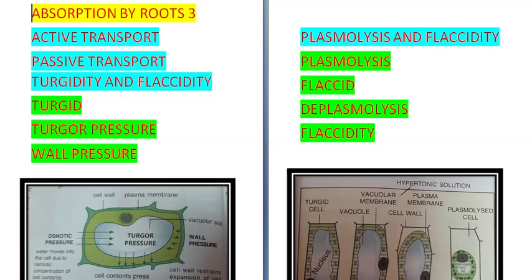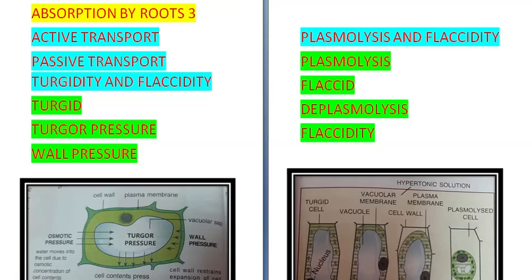Now when the cell is turgid, it is in a somewhat balanced state. No water will enter it, nor will it leave the cell. So further absorption of water, even though the concentration of solute inside the cell may be greater than that outside the cell, will not take place. So this condition is called turgid.